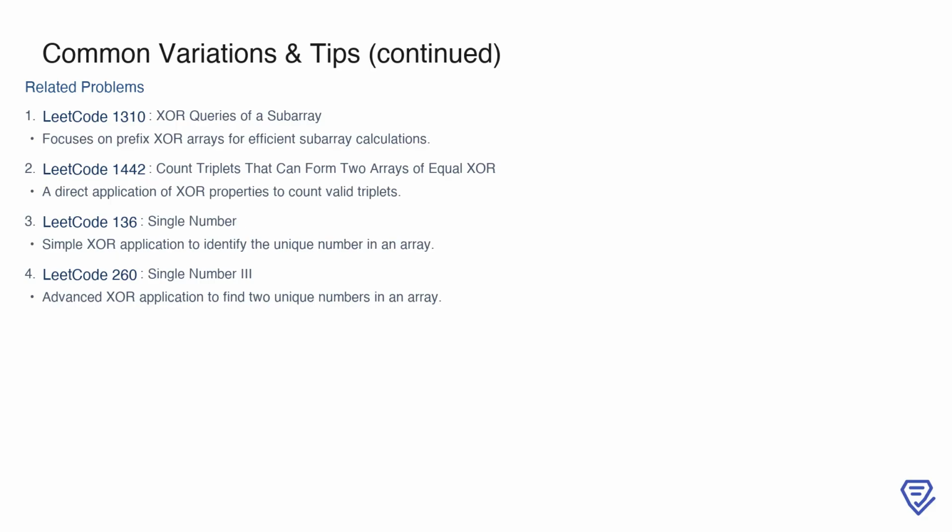LeetCode 136, Single Number, is a simpler problem that demonstrates the basic XOR property of identifying a unique number in an array. Lastly, LeetCode 260, Single Number III, is a more advanced problem that builds on this concept, requiring you to find two unique numbers in an array using XOR. Studying these problems can provide a well-rounded understanding of how XOR operates in various scenarios.